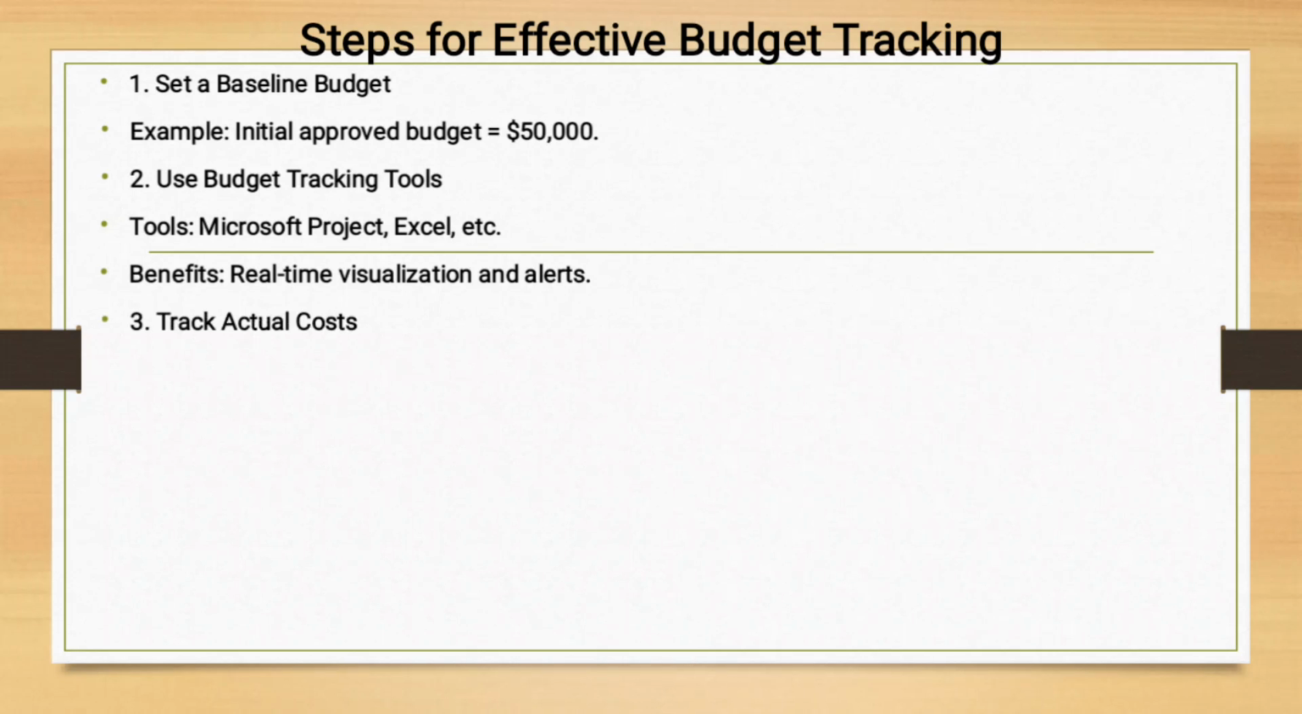Another step is track actual cost. You need to track the actual cost. On that one, you should record everything on how you are spending, including direct and indirect costs on your project.